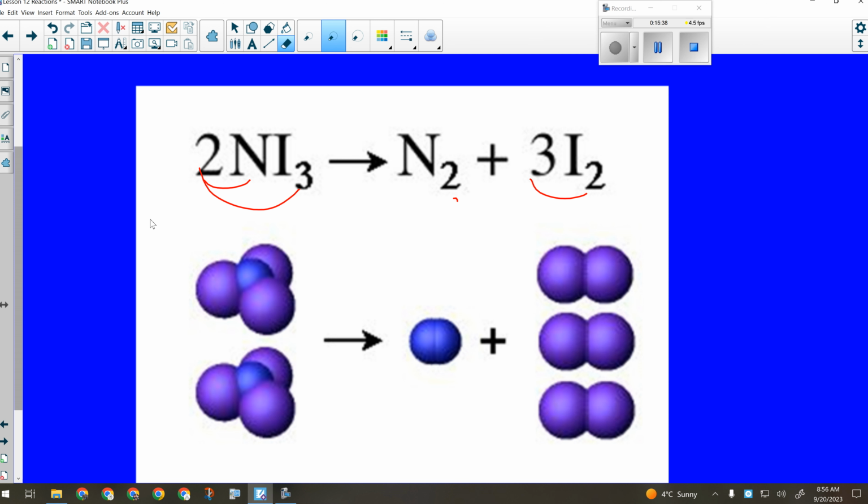Questions so far? Okay, so synthesis reaction, 2 elements go together to make a compound. And decomposition reaction, 1 compound breaks down into 2 elements. All right.